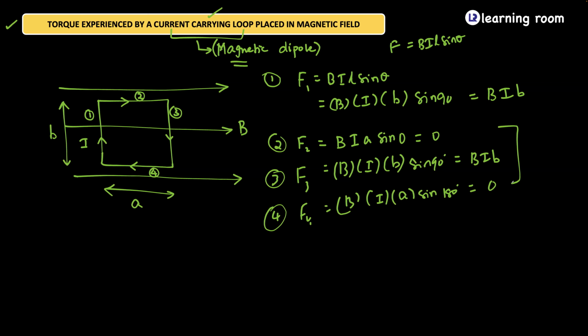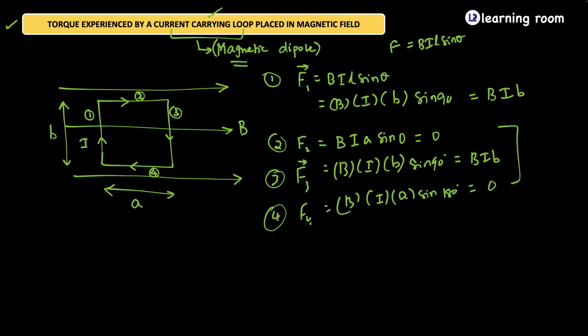But what is happening to the first and the third? They are experiencing force. But the question is, in which direction are they experiencing force? If I look at F1 and F3, I wrote only in terms of magnitude. So if I write it in terms of vector quantity like this, then what is the direction of force experienced by the first conductor?